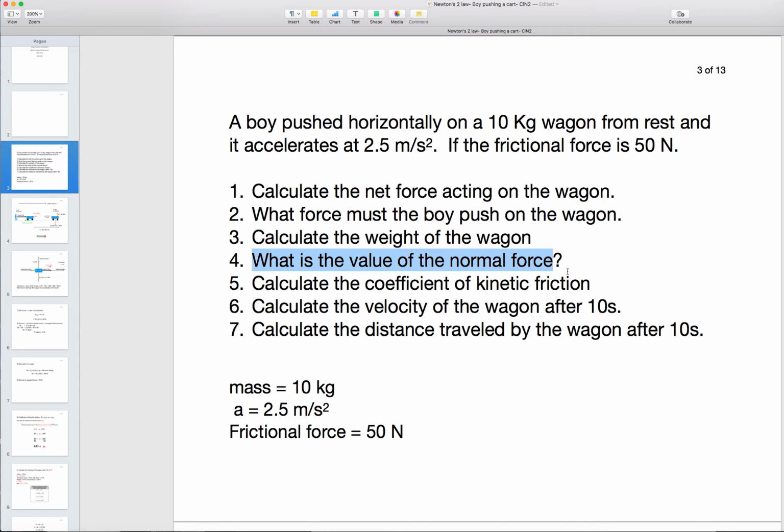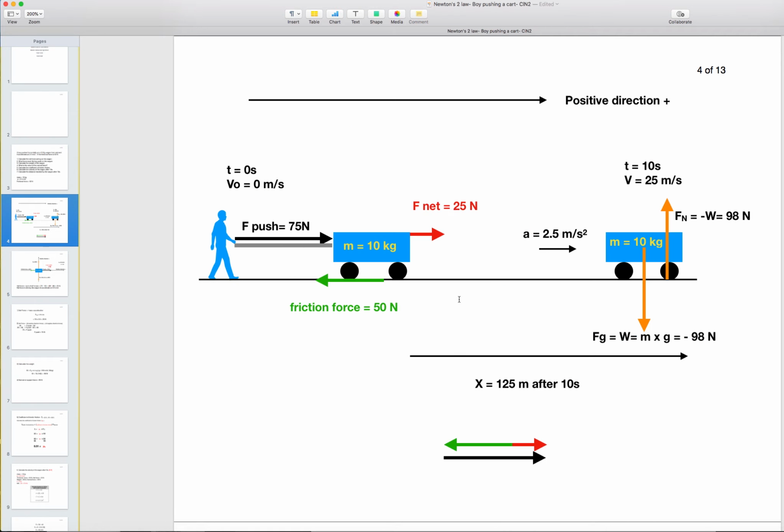What is the value of the normal force? The normal force is the force that is perpendicular to the surface of contact, and opposite to the weight, equal to the weight value if the surface is flat, if we consider motion in one direction. So if the weight is minus 98, then the normal force is 98, just opposite to it, perpendicular to the surface of contact.